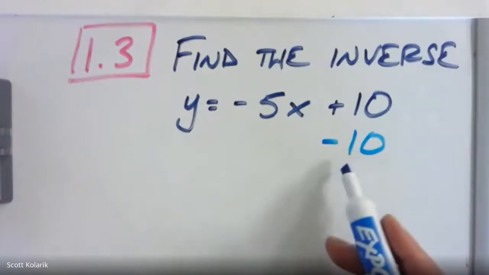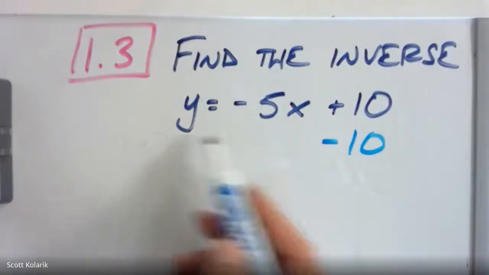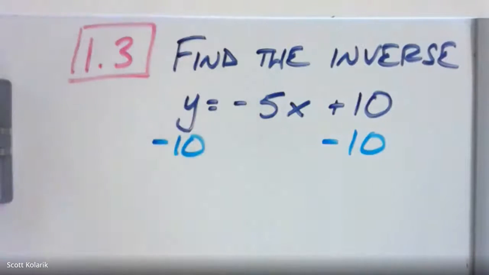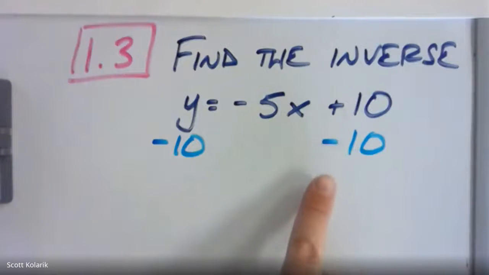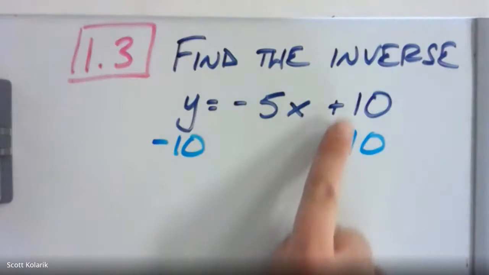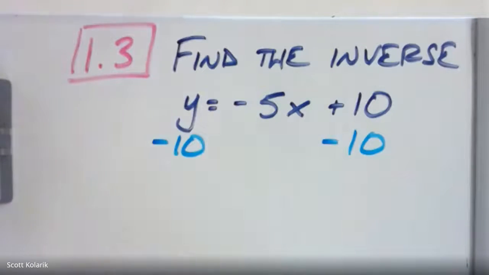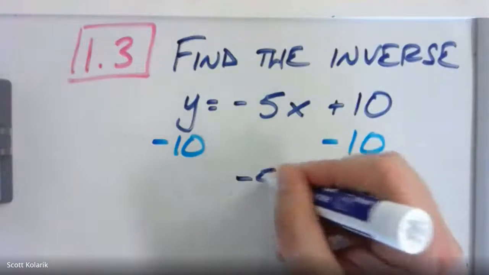So whatever I do to the right-hand side, I also have to do to the left. So if I subtracted 10 from the right, I have to subtract 10 from the left. And after I do so, over here on the right-hand side, the whole reason I did this inverse operation is that these 2 will cancel. They'll go away. And I'm left with just the negative 5x on the right-hand side.